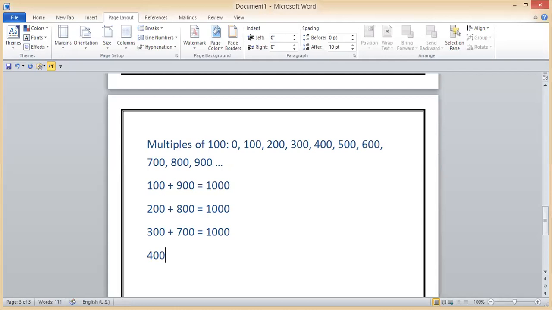Now 400. Yes, guys. 400 plus what will give you 1000? Answer me in the chat box. 600. Very good. 400 plus 600 will give you 1000. That's very good. And 500 plus what will give you 1000? Yes, guys. 500 plus what will give you 1000? Answer me in the chat box.